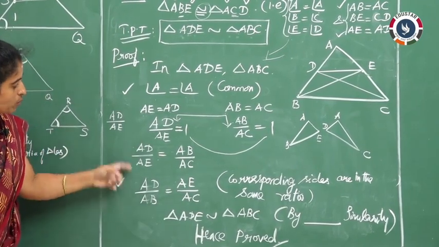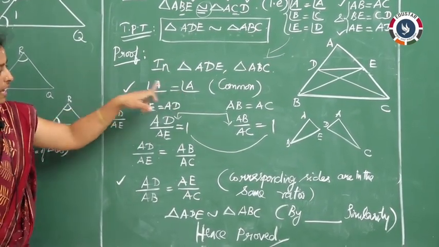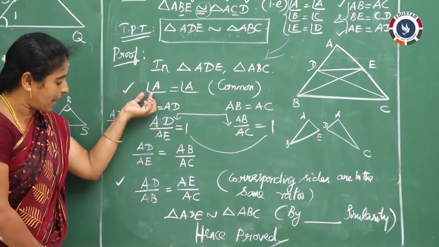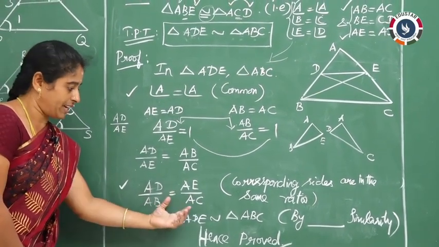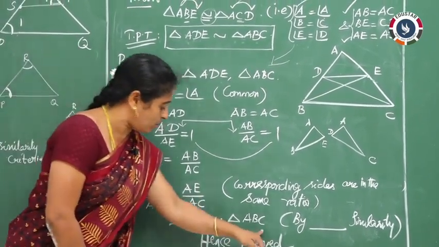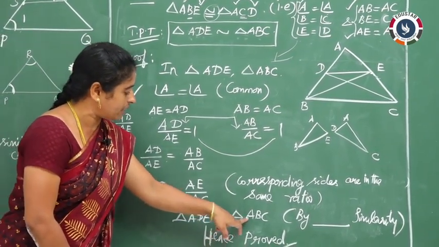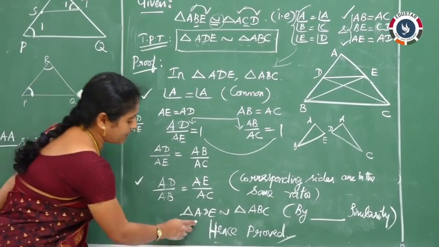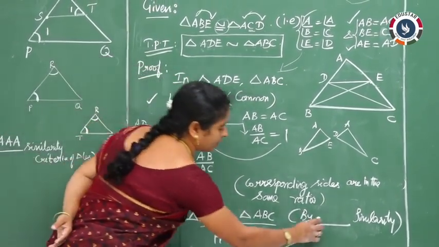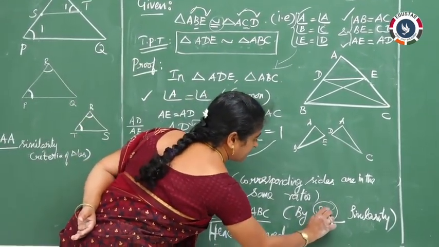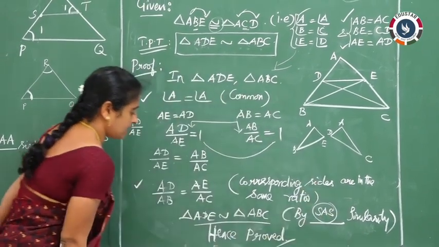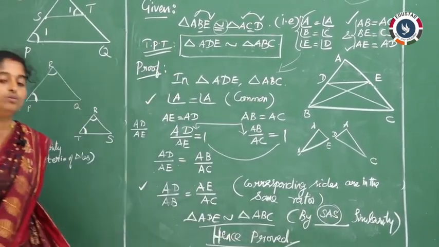And already we proved one of the angles: angle A is equal to angle A. So this is one angle with the ratio of two sides. Then we can bring it in symbolic form, triangle ADE is similar to triangle ABC. Can you understand up to this? And by which criteria have we proved that? Yes, yes. So that's why it's proved.